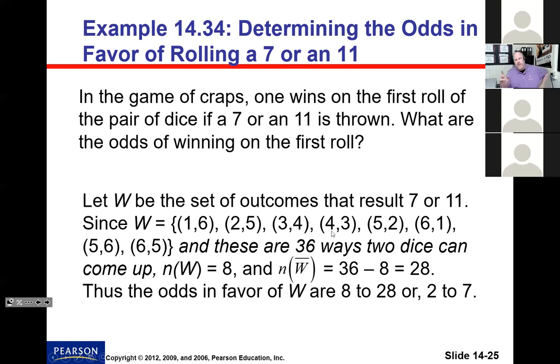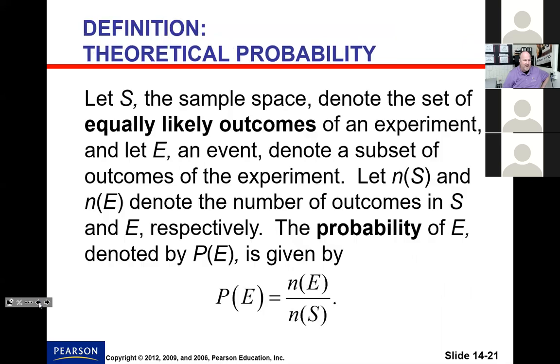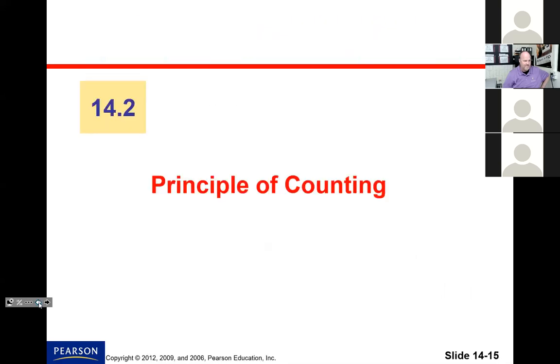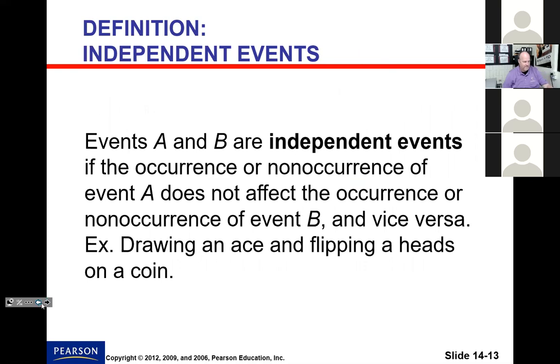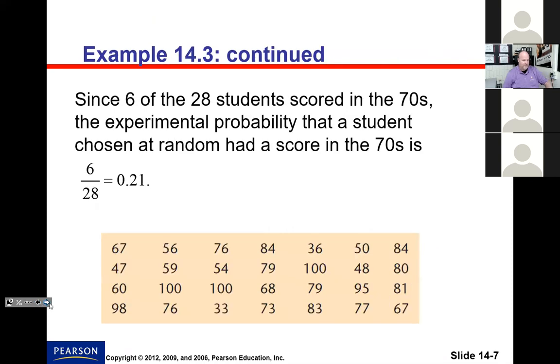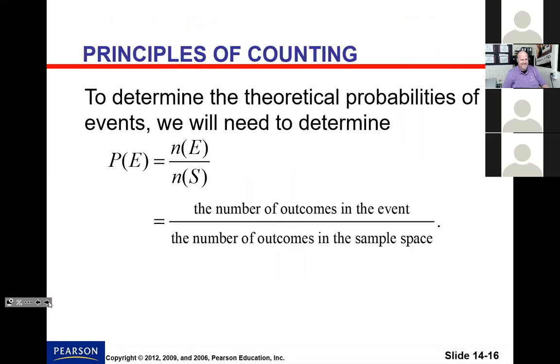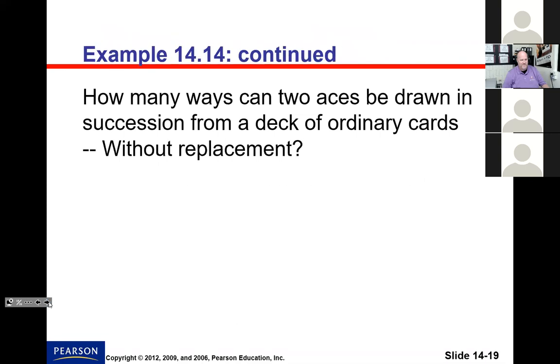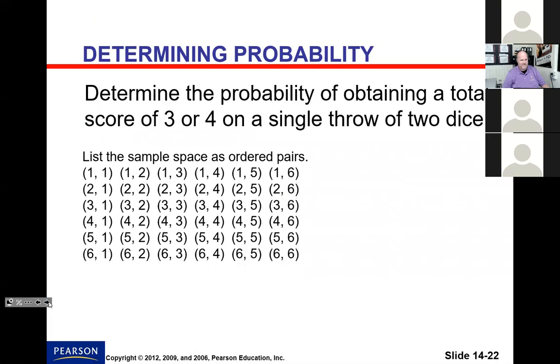Now, if I throw two dice, theoretically, how many outcomes are there in total? Two dice. 36. If you remember back, where did we do that one? Where's my sample space? Oh, I went by it. Sorry. That's what happens when I flip by this too quickly. There's all our possibilities, 36 in total.